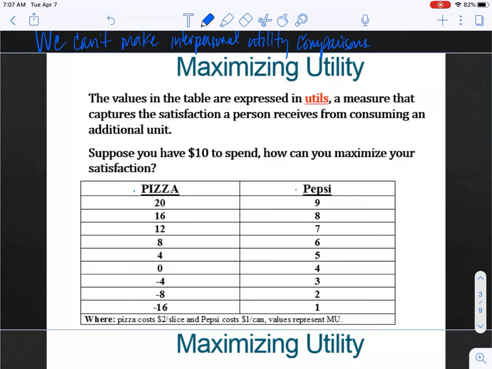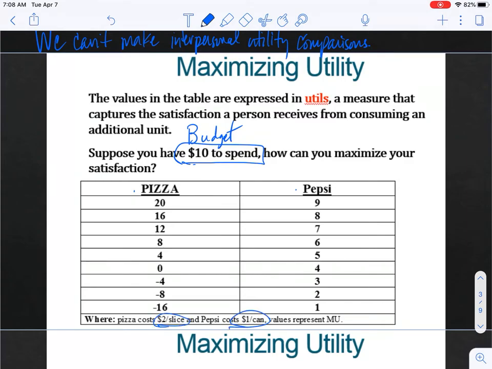So we have a couple other things to highlight here. In our example, she has $10 to spend. So this is what we call her budget, right? So that's part of her budget constraint. If she's going out with her friends on a Thursday night, and they're going to go to a pizza parlor, and she can either buy pizza and or Pepsi, she has $10 to spend. That's going to constrain her choices. Right? In the world of scarcity, there are trade-offs, right? We have constraints.